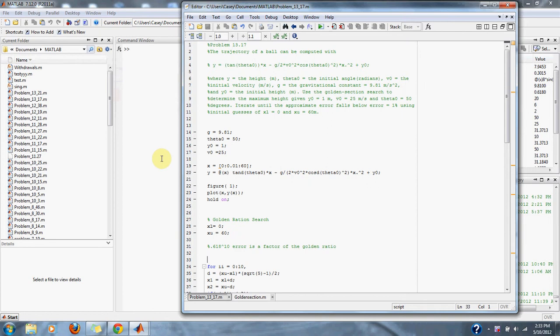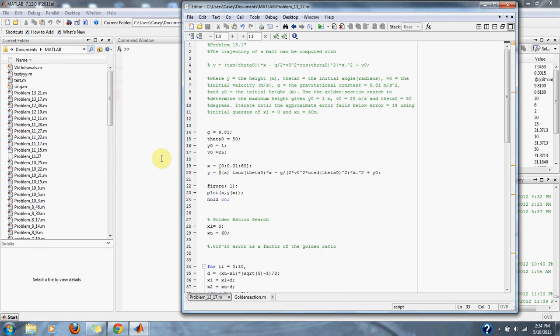Numerical Methods Problem 13.17. The trajectory of a ball can be computed with y equals tangent of theta sub 0 times x minus g over 2 times v sub 0 squared times the cosine squared of theta sub 0 times x squared plus y sub 0, where y equals the height in meters, theta sub 0 equals the initial angle in radians, v sub 0 equals the initial velocity in meters per second, g equals the gravitational constant that equals 9.81 meters per second squared, and y sub 0 equals the initial height in meters.